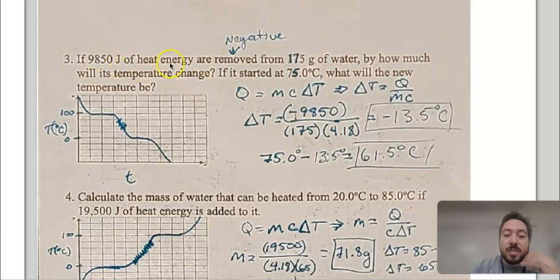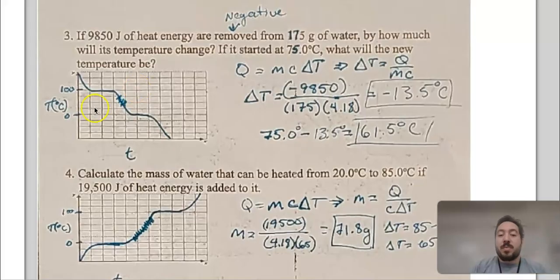So going up here to number 3, we have 9850 joules of heat energy removed from 175 grams of water. Now, if something's removed, we can treat that as a negative because that's going out of the system. It's losing that. So we have 175 grams of water and we're losing this much heat energy. How much will its temperature change? If it started at 75 degrees, what will the new temperature be?